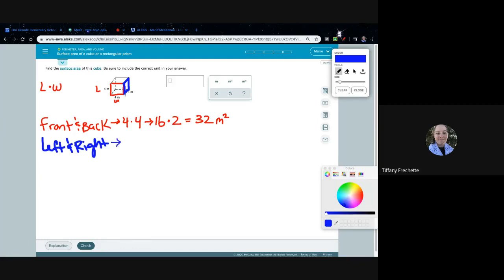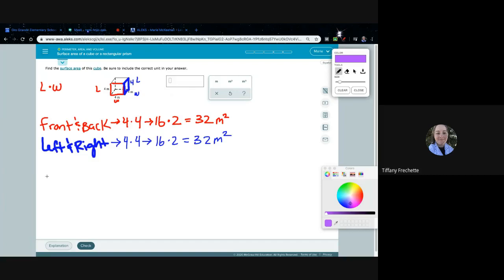So in this case, I'm only given 4 on the bottom here. But remember, this height of the prism, this 4 here, transfers to every other height. So I know this one is also 4. So I have a length and a width of 4 again. And remember, it's 4 meters and 4 meters. So I end up with 16, which we multiply by 2 again, which we get 32 meters squared.